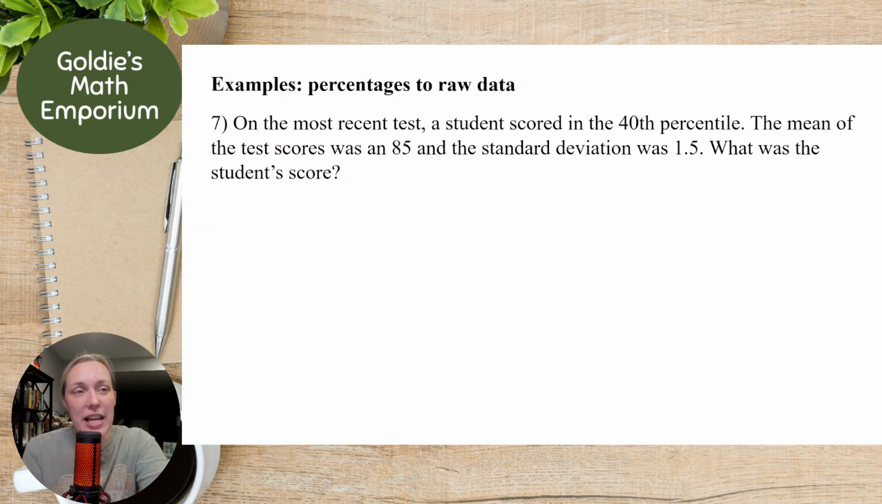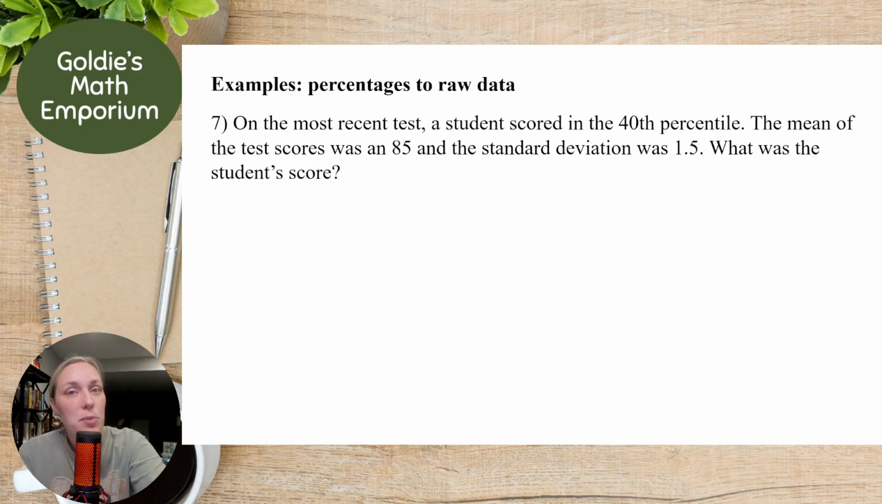Now we'll put it all together. I think I have 3 examples to end this section of notes. Percentages to raw data examples. On the most recent test, a student scored in the 40th percentile. The mean of the scores was an 85 and the standard deviation was 1.5. What was the student's score?